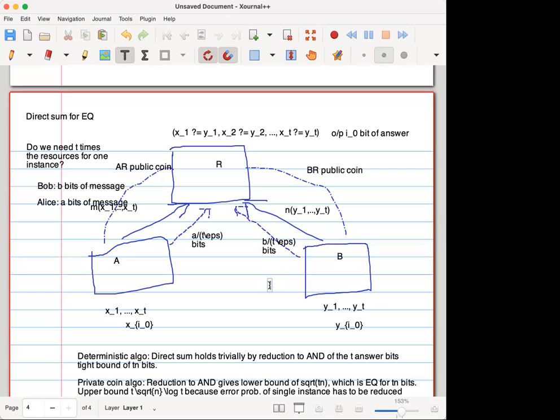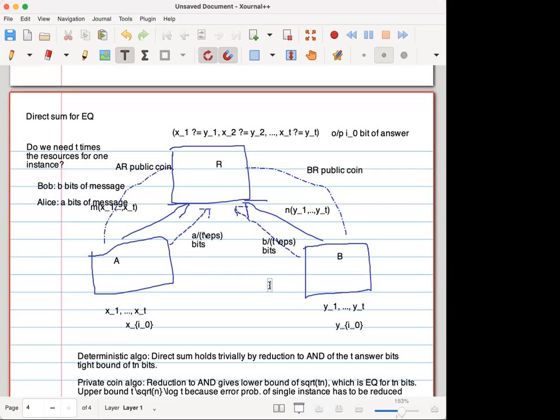So think of epsilon as a very small constant. This is still a by t, and that is still b by t. So now from this protocol with long messages, I have come to a protocol with very short messages by message compression, but I had to use the AR public coin and the BR public coin. Now, the next step is I remove these public coins.